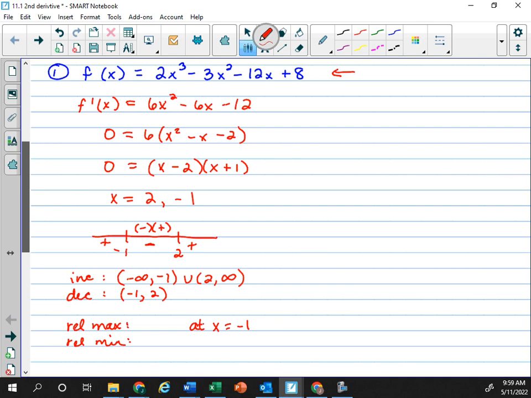What do we get for the maximum? What did you say? Anybody else? 15? Yes, 15 at x equals negative 1.